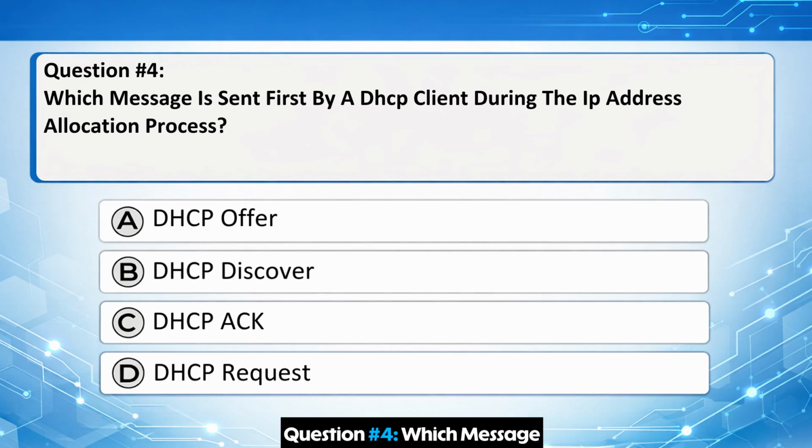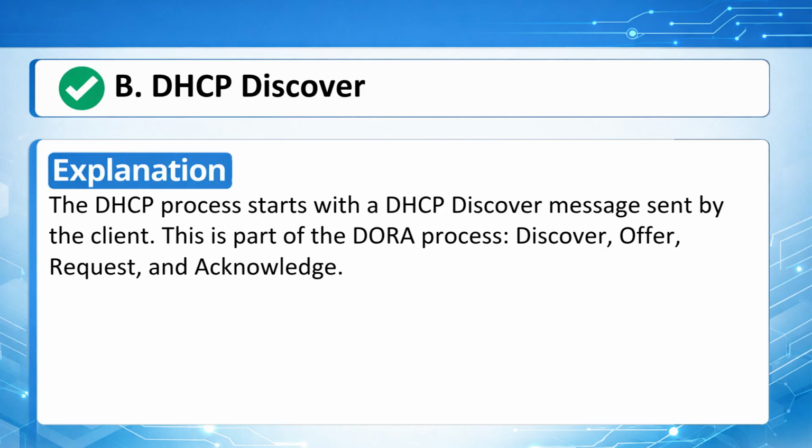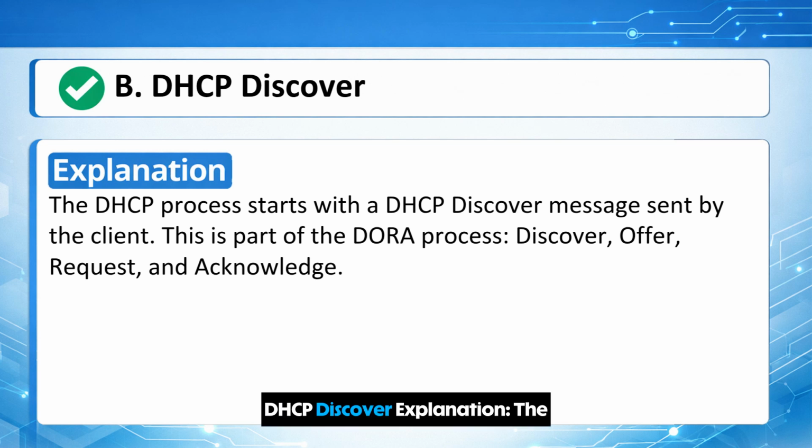Question number 4. Which message is sent first by a DHCP client during the IP address allocation process? A. DHCP offer. B. DHCP ACK. C. DHCP request. Correct answer, B. DHCP discover. Explanation. The DHCP process starts with a DHCP discover message sent by the client. This is part of the DORA process: discover, offer, request, and acknowledge.